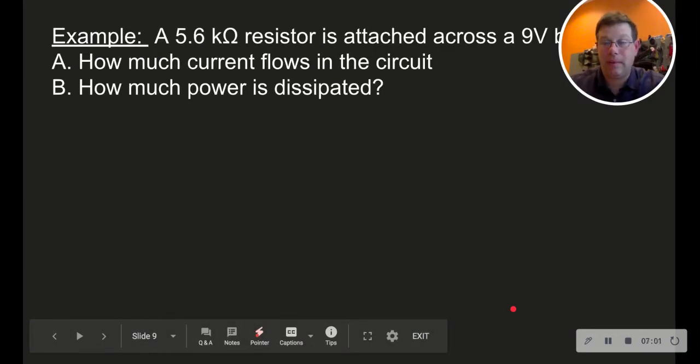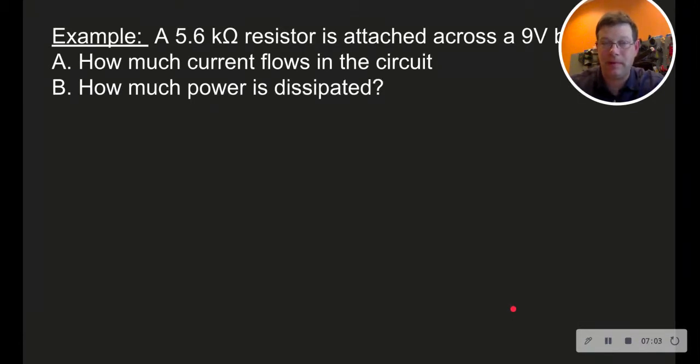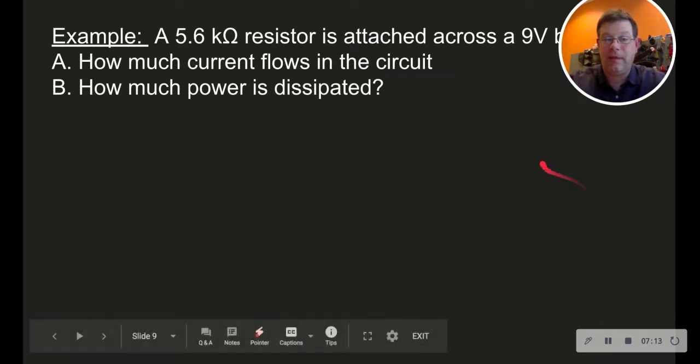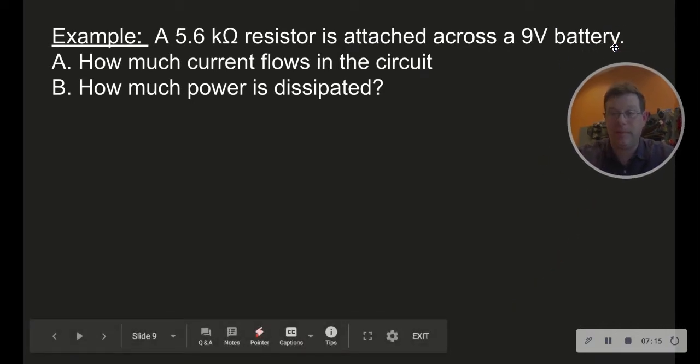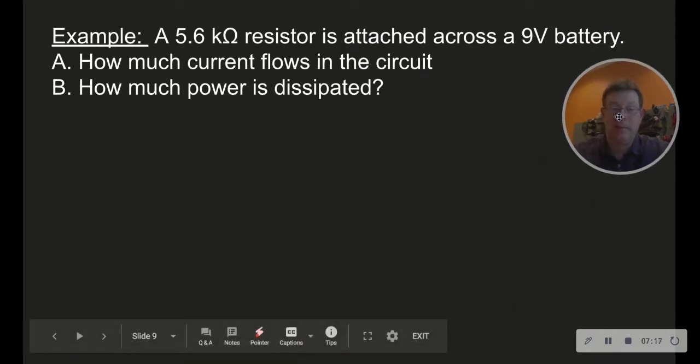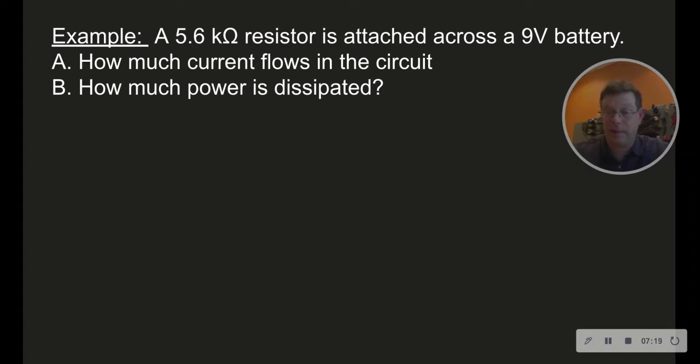Let's do an example problem to show how these formulas are used. Let's presume that we have a very simple circuit, which is nothing but a 9-volt battery, and then we've just attached across the terminals, say using test leads, a 5.6 kilo ohm resistor. And so the questions would be, first of all, how much current flows through the circuit?